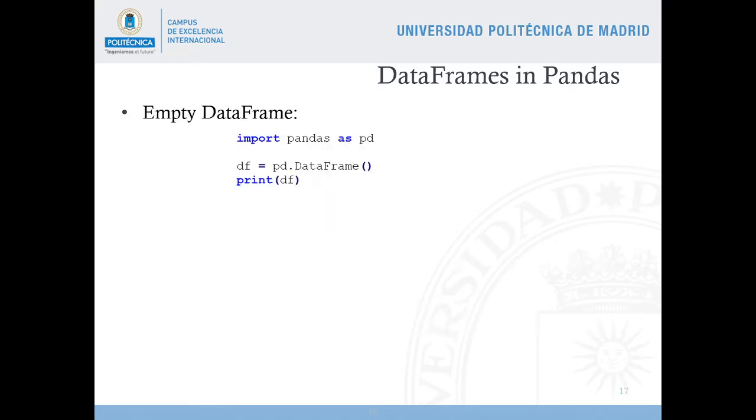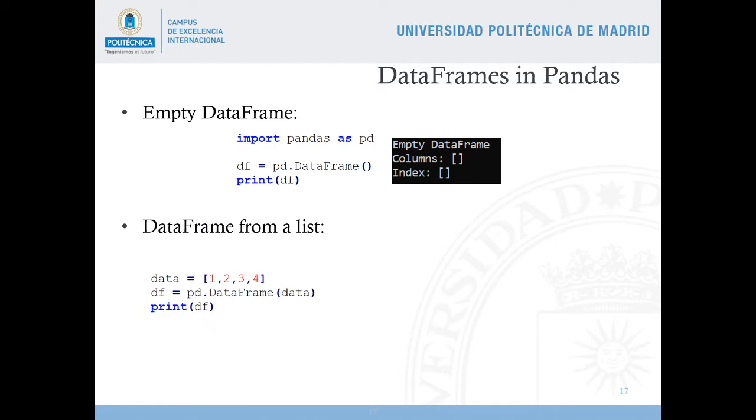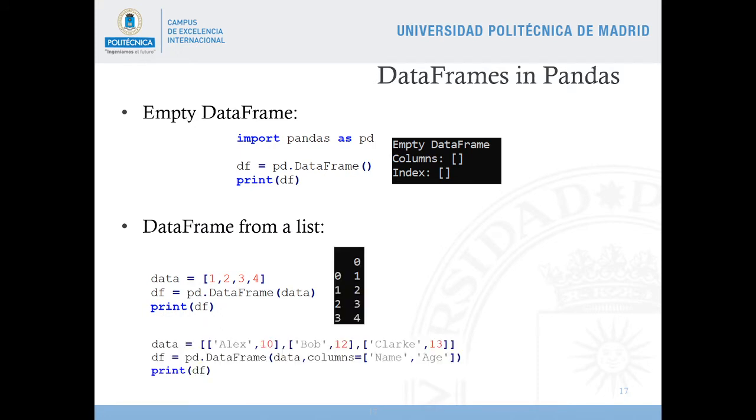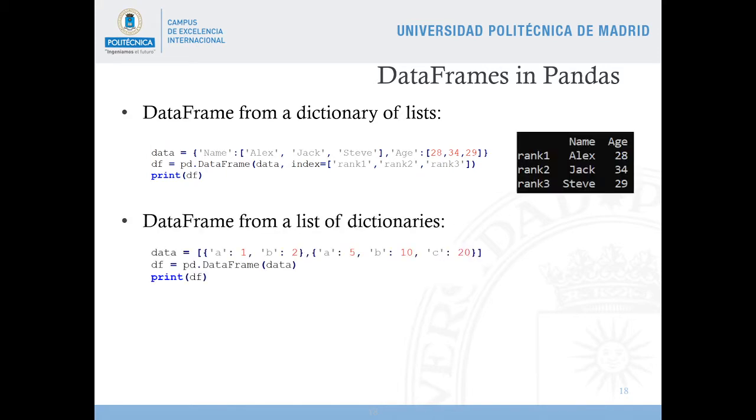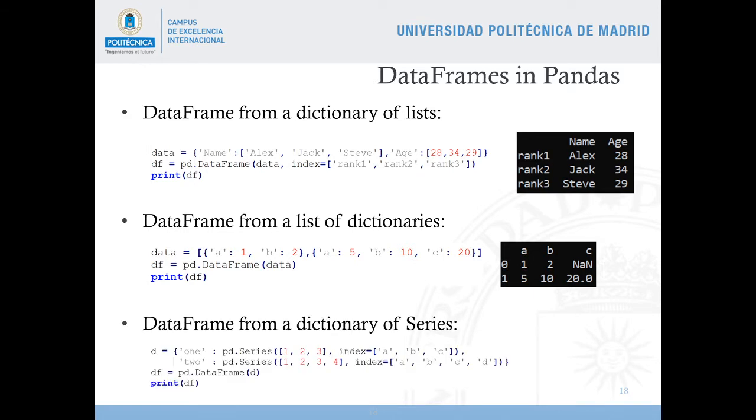First of all, an empty data frame, then a data frame from a list, also a data frame from a dictionary of lists, and a data frame from a list of dictionaries. You can see that in this case, you can directly name all the columns, okay, but just by giving the name of the entries of the dictionary. Also, a dictionary of series.